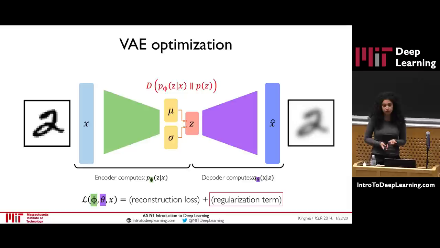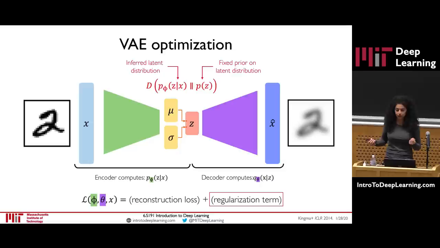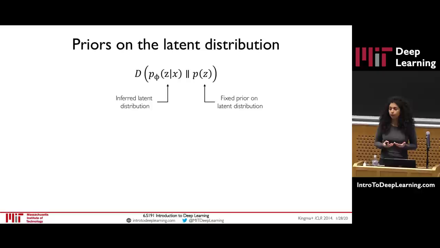And the reason that we do this is to help the network not overfit, right? Because without this regularization, it may overfit on certain parts of the latent space. But if we enforce that each latent variable adopts something similar to this prior, it helps smooth out the landscape of the latent space and the learned distributions. And so this regularization term is a function that captures the divergence between the inferred latent distribution and this fixed prior that we've placed.